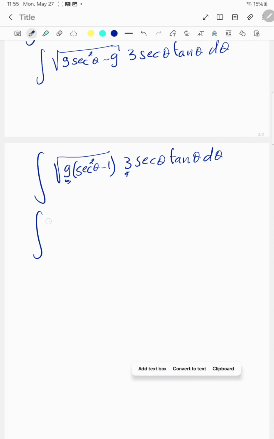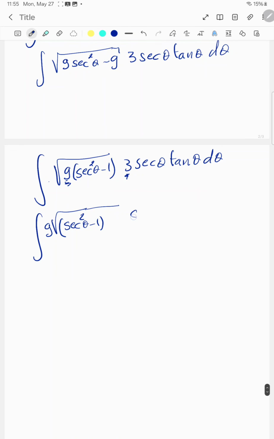So I would have 9 square root of sec square of theta minus 1. So the 9 went out as 3, but I multiplied it by this 3, that's why I put 9. And I have here sec theta tan theta d theta. So I know sec square of theta minus 1 is equal to tan square of theta, and the 9 can go outside my integral here.